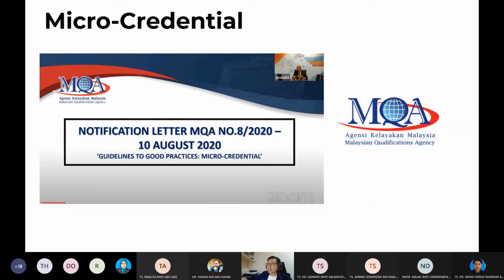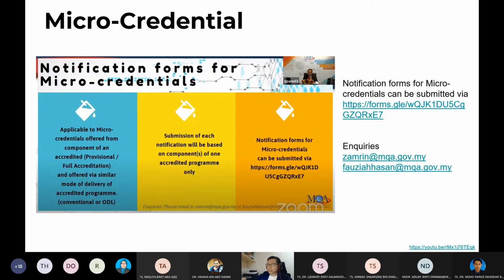There was a presentation before this, and saya sempat pergilah, so saya sempat dapatkan beberapa information. So what I've shown before is just guidelines to good practices, micro-credentials. This PDF document, I don't think it's more than 50 pages long. But what's important here is this.